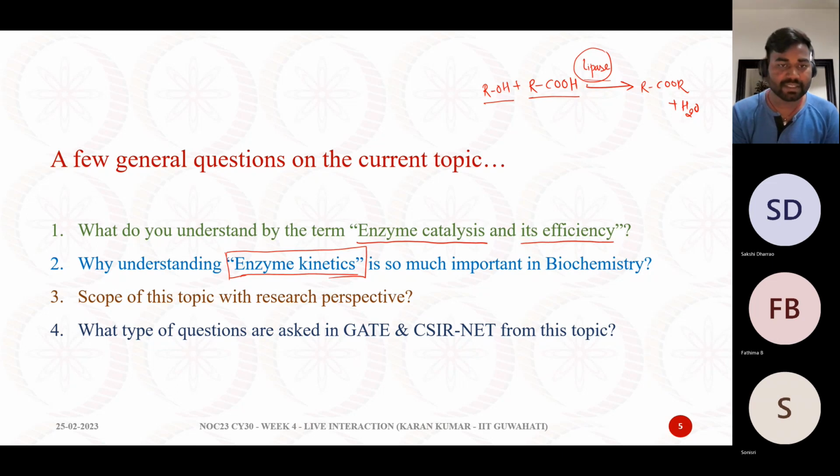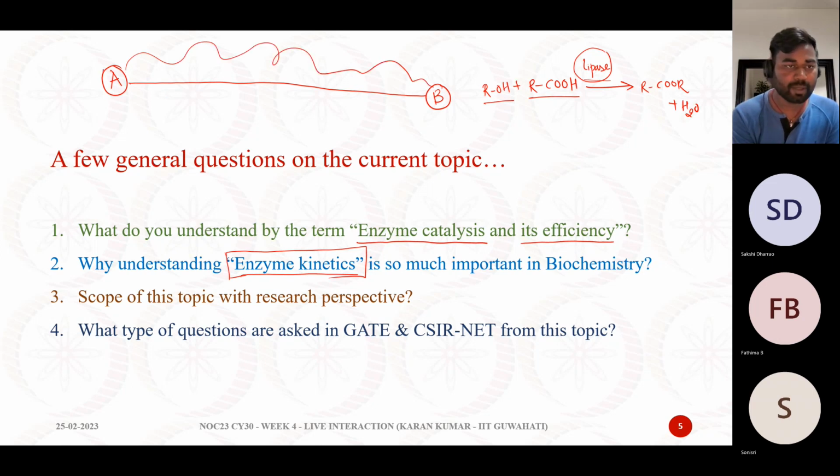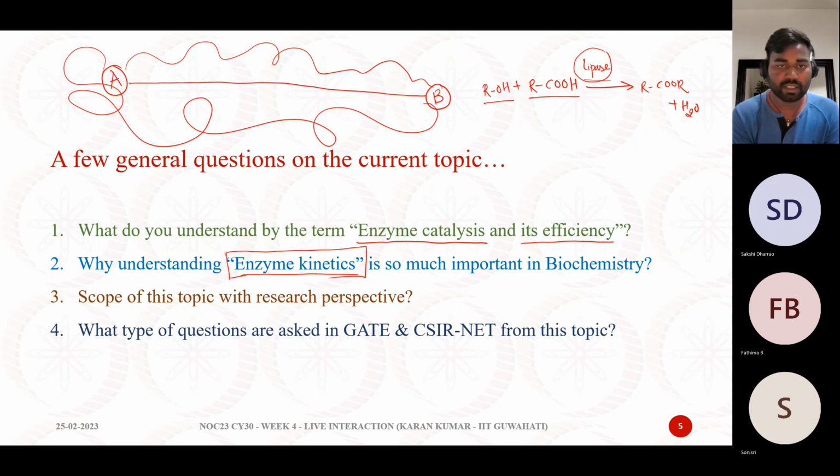What is a catalyst? You can understand the catalyst term by one thought experiment. Let us say you want to go from destination A to destination B. There are multiple routes to go from A to B, but there will be only one path which will be the shortest, right? And this is the shortest path. Now there will be some different paths going from A to B. Let us assume this is the first path, this is the second path, this is the third path.